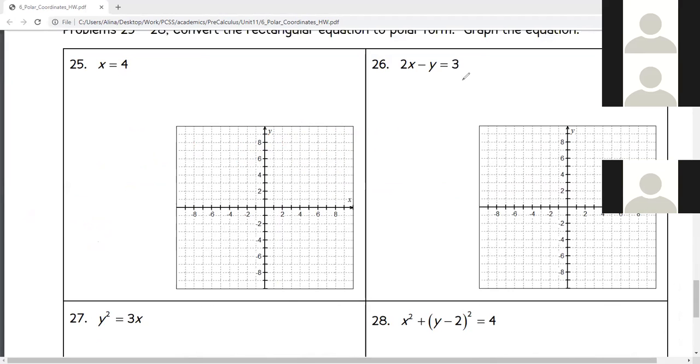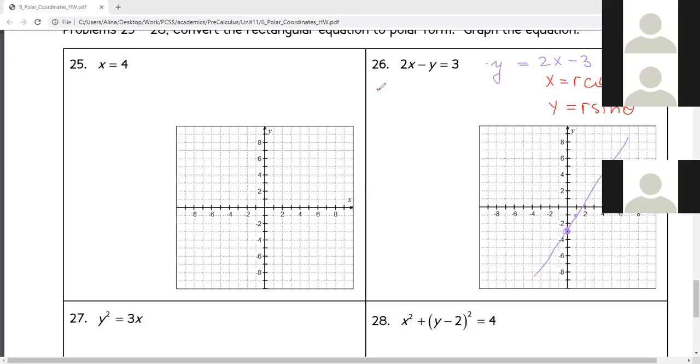All right, let me replace. First of all, we know that this could be replaced as y equal 2x minus 3, which we can easily graph. Minus 3 is the y-intercept and 2 is the slope. Graphing in rectangular form is not a problem. Let's now convert into polar form. All you have to do is remember that x is r cosine theta and y is r sine theta. That's all you need to do.